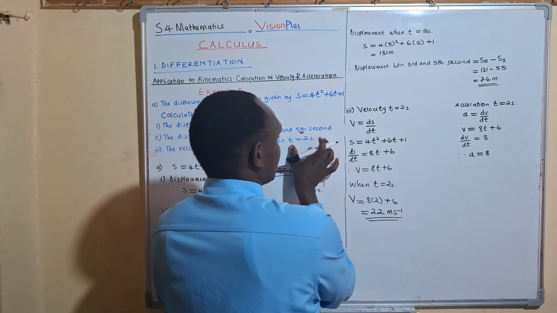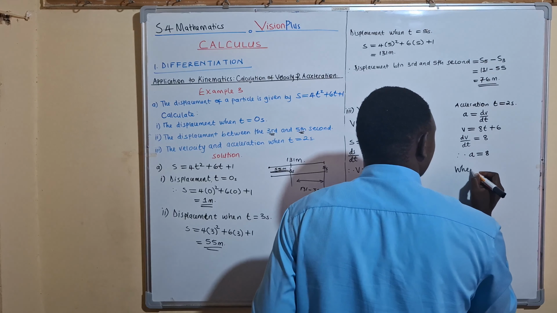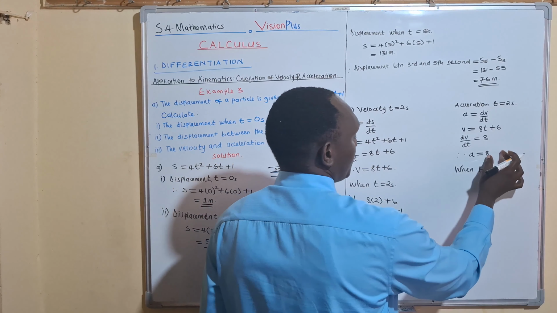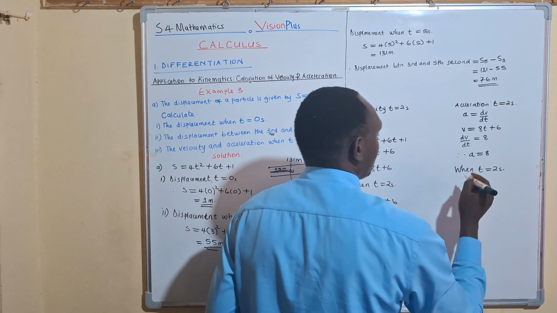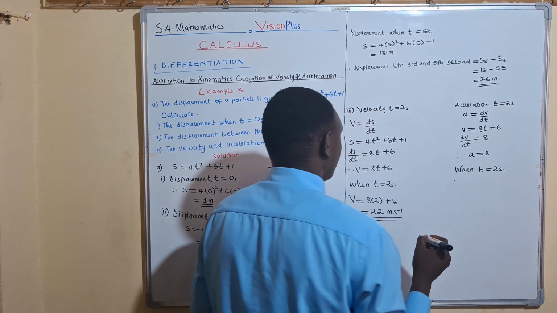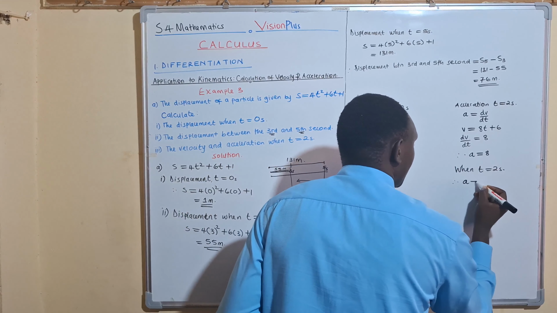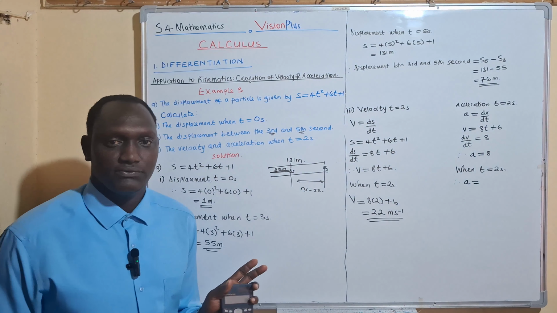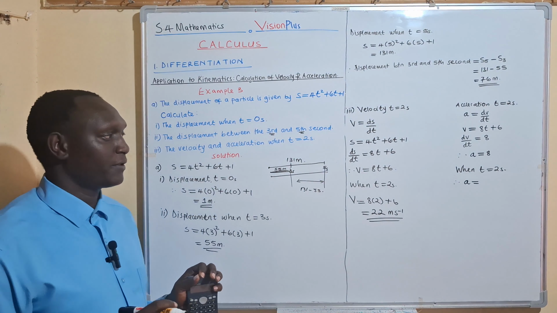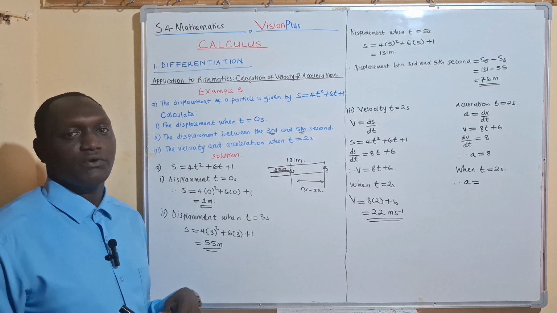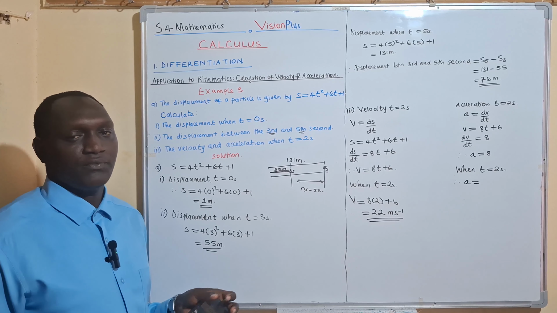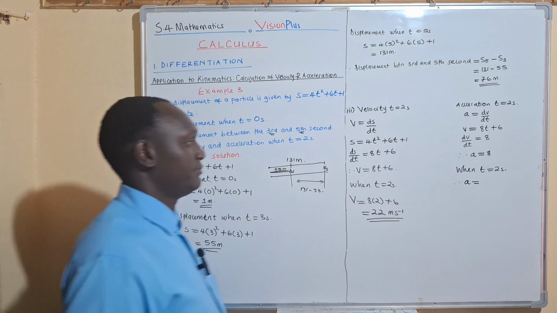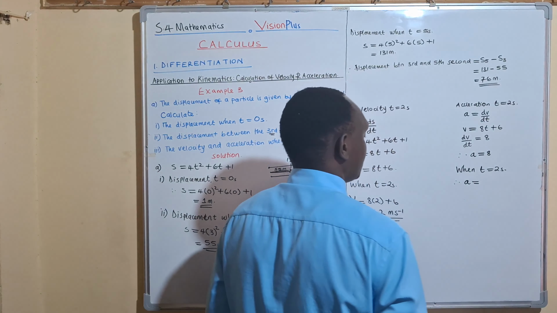And now the time is 2 seconds. When time now is 2 seconds, what is the acceleration? You substitute here for t as 2 in the expression for acceleration. Therefore, acceleration becomes, but if you look here, the expression for acceleration is independent of time. Whether the particle moves for a short time, the acceleration is not affected. Whether it moves for a very long time, the acceleration remains the same. So this particle is moving with a constant acceleration.